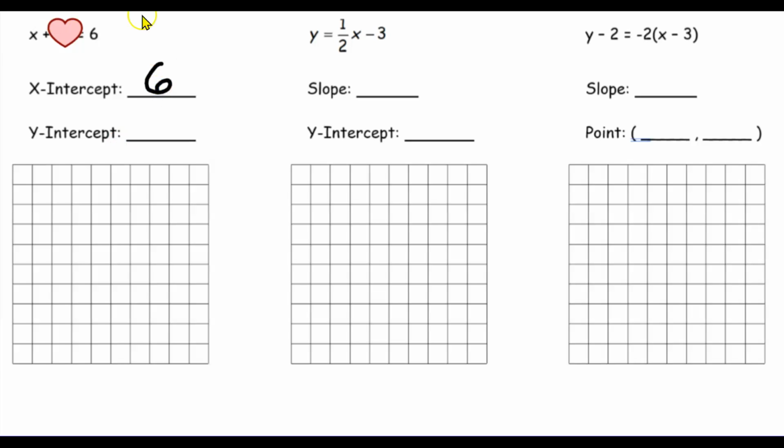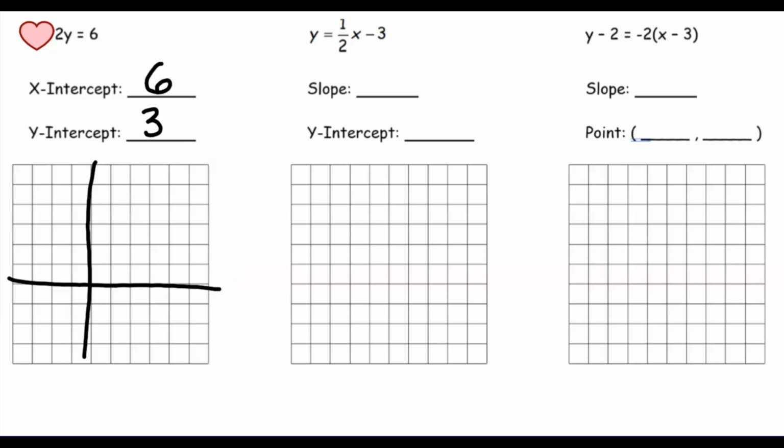And now if I cover up the x, it says 2y equals 6. Well, I can solve 2y equals 6 hopefully in my head. 2y equals 6 gives me y equals 3. That's the y-intercept. And now if I want to graph that equation, I make a graph.